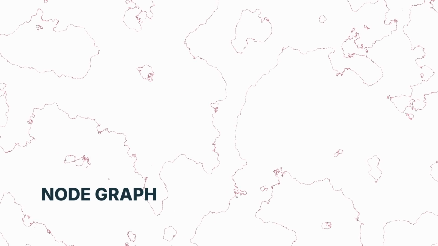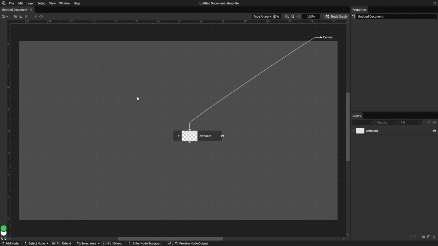Moving on to talk about improvements to the node graph as a whole, we now have a significantly improved categorization of all the different nodes that are available within Graphite. This should make it easier to find what you're looking for.